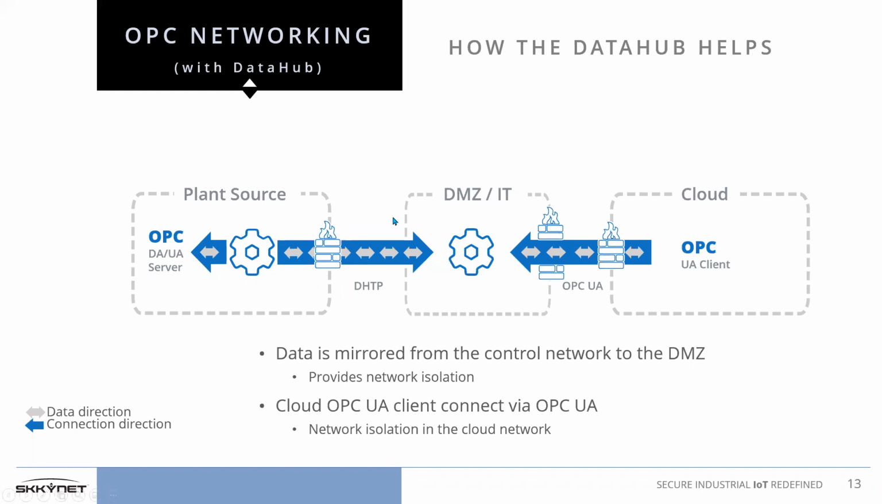So the DMZ has open firewall ports in order to establish or connect to the system, but each of the networks are completely isolated, whether it's the user or the cloud. They don't have access to the network. So the network is isolated from the cloud and from the plant.